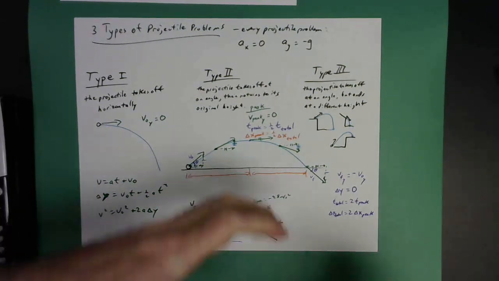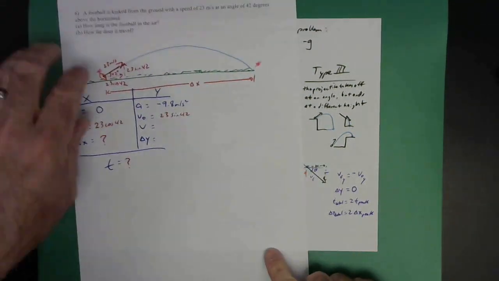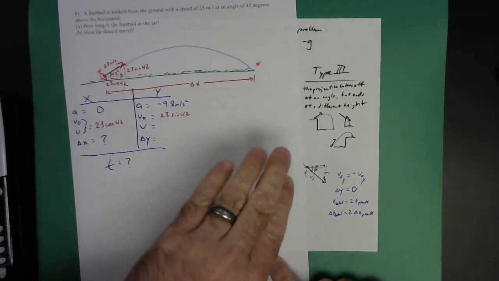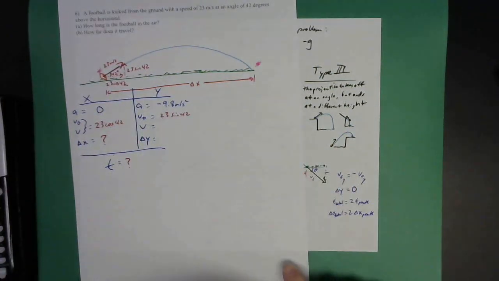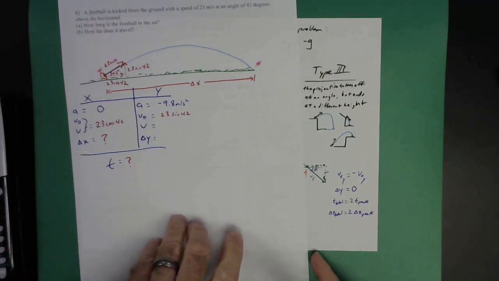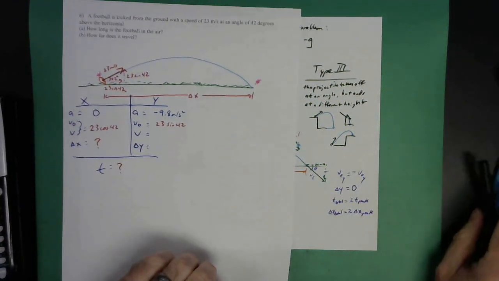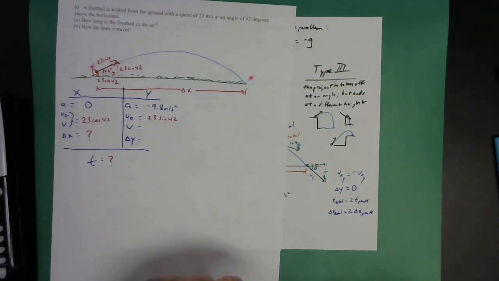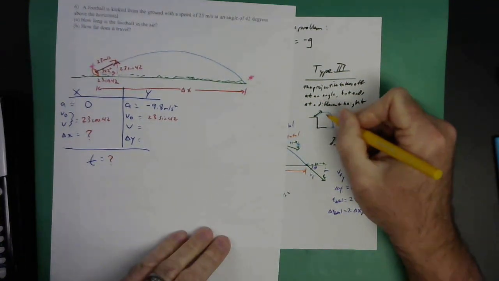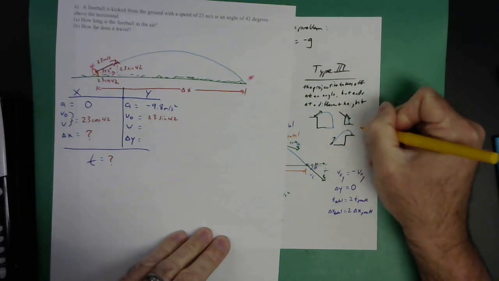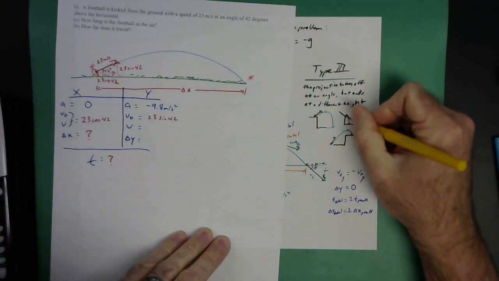Do I know any of these motion variables when I see that I've got a type 3 setup? Well, of course we know the accelerations for all projectile problems. Acceleration in the x is 0, acceleration in the y is negative g. But do we know anything else? Well, in this case and this case, do you see there's a peak? But there isn't really a peak here. It's already on the way down. You know what I mean?